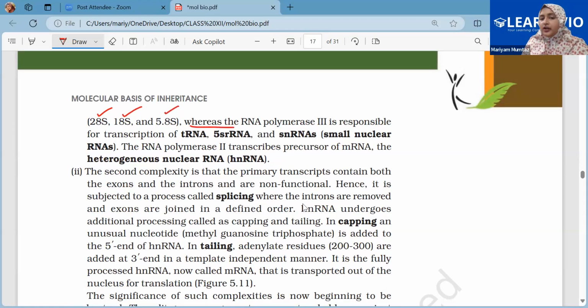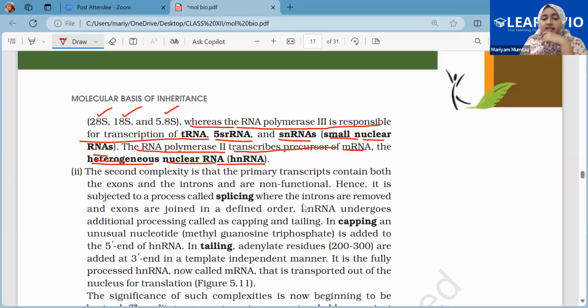Whereas RNA polymerase 3 is responsible for transcription of tRNA, 5S rRNA, and snRNA, that is small nuclear RNA. Here sr is small ribosomal RNA. RNA polymerase 2 transcribes the precursor of mRNA, that is the hnRNA, heterogeneous nuclear RNA. So we are seeing that even though there are 3 different types of RNA polymerases, each of them has its own function to perform. There is a clear-cut division of labor.